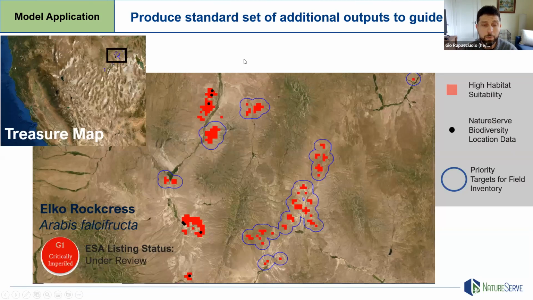Another key type of output that we can get from models is the set of treasure maps, and we call these, candidly, treasure maps. Essentially it's highlighting areas of high habitat probability where we currently do not have known observations of the species. And this can be a template to design a field survey or help guide inventory for the species. And so you can see here that we've highlighted areas of high habitat probability in red, circled in blue, for if they're some radius away from known locations of the species.